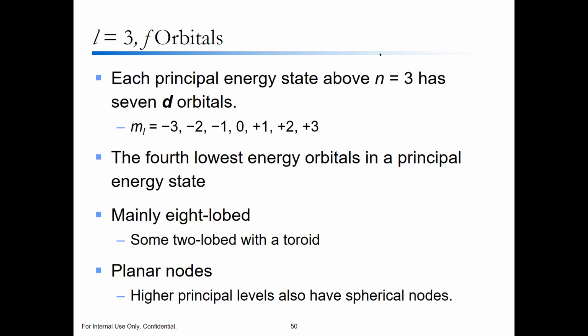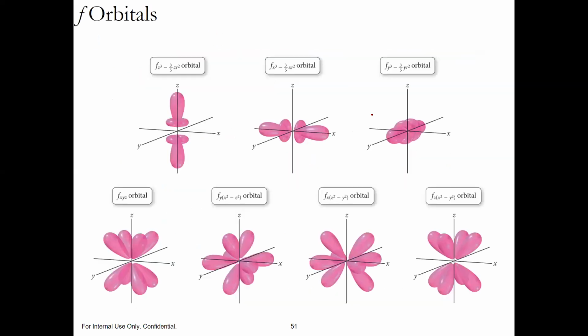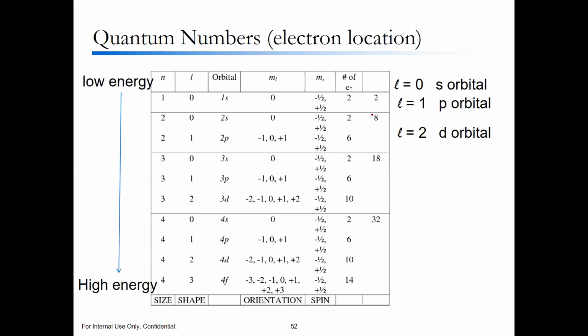F orbitals, we're not going to get too much into f orbitals, but there's 1, 2, 3, 4, 5, 6, 7. So there are 7 f orbitals, and those are the shapes of the f orbitals. In this class, we're going to focus on s, p, and d. This is a table with all the mathematics and all the numbers involved. You can look at that later.